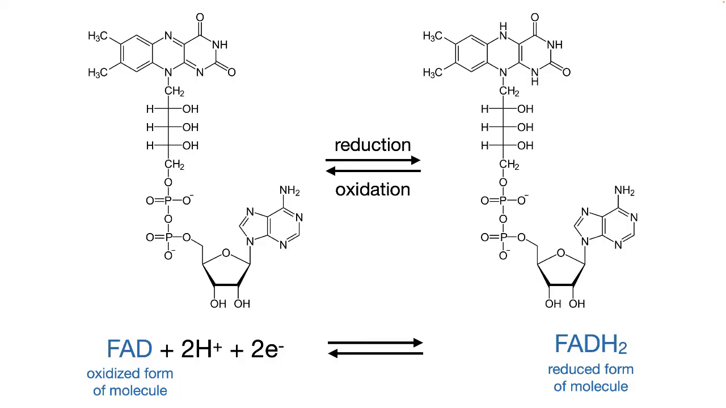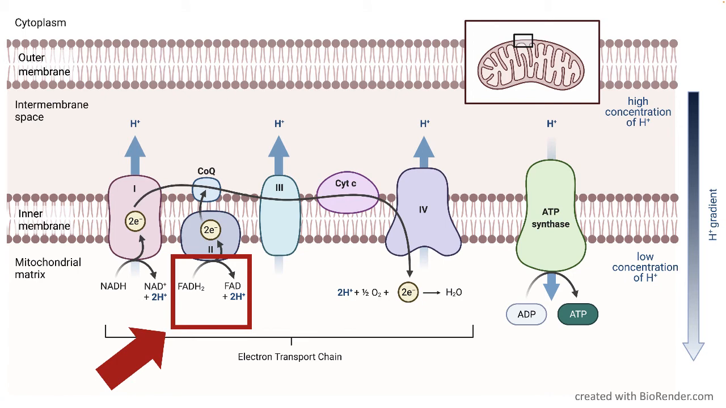Similarly, our other electron carrier of aerobic cellular respiration, flavin adenine dinucleotide, or FAD, can exist either in an oxidized form, shown on the left, or a reduced form, shown on the right, which has 2 more electrons than the oxidized form. And it has a similar function as NAD. It harvests high-energy electrons and delivers them to the electron transport chain, in this case to complex 2.